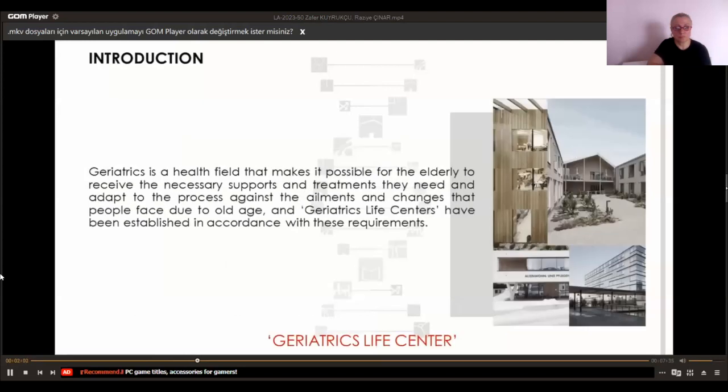Geriatry is a health field that makes it possible for the elderly to receive the necessary support and treatments they need and adapt to the process against the ailments and changes that people face due to old age, and geriatric life centers have been established in accordance with these requirements. These centers provide solutions to some problems such as health problems. The production of solutions to the problems and needs of the elderly has a very serious social importance, so architecture needs to understand the sensitivity needed in this direction and produce solutions.